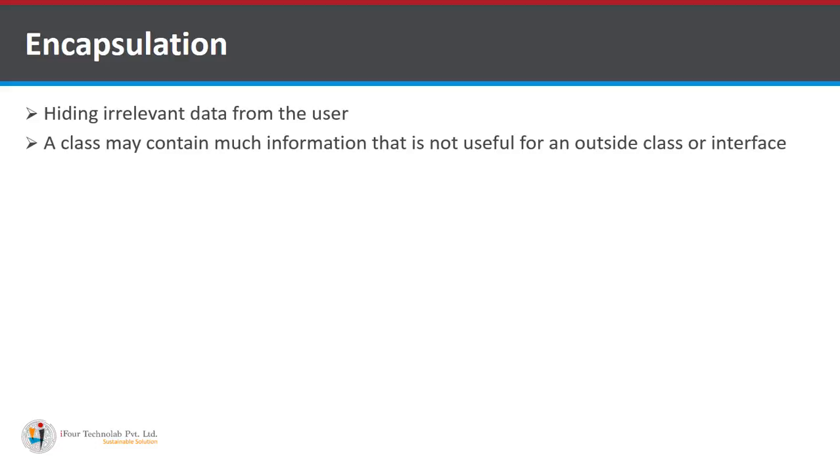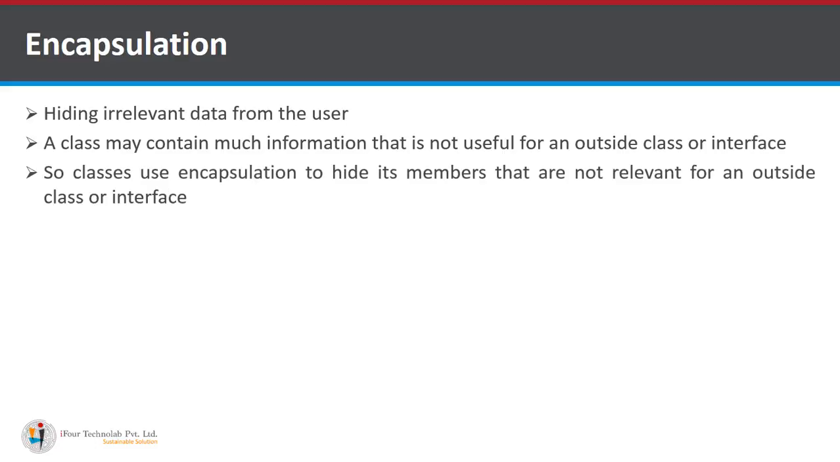Now let's move to encapsulation. So what is encapsulation? Encapsulation is a process of hiding irrelevant data from the user. Let's see it in detail. Hiding irrelevant data from the user. A class may contain much information that is not useful for an outside class or interface. When this scenario happens, we use encapsulation.